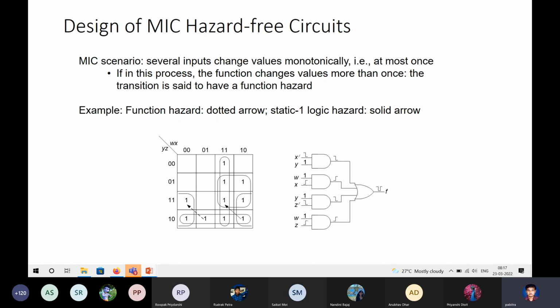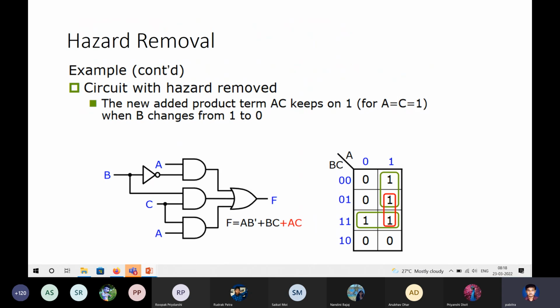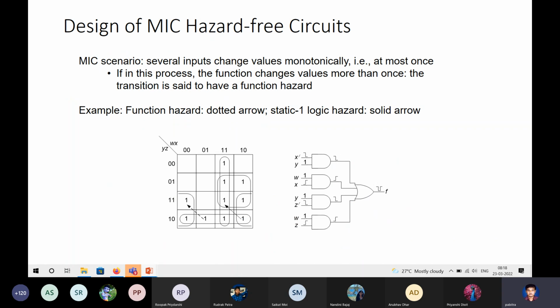Now, what happens if there is a multi-input change? Multi-input change means you have a kind of a path. It's not that only one input changes. So here the only change is that you are changing from 101 to 111. That's this transition, 101 to 111, only one input. But in general, we can have multiple of these inputs changing.